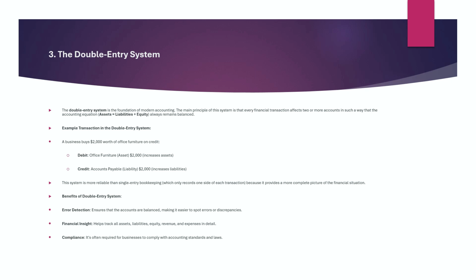Example transaction in the double-entry system. A business buys $2,000 worth of office furniture on credit. Debit, office furniture, asset, $2,000, increases assets. Credit, accounts payable, liability, $2,000, increases liabilities. This system is more reliable than single-entry bookkeeping, which only records one side of each transaction, because it provides a more complete picture of the financial situation.